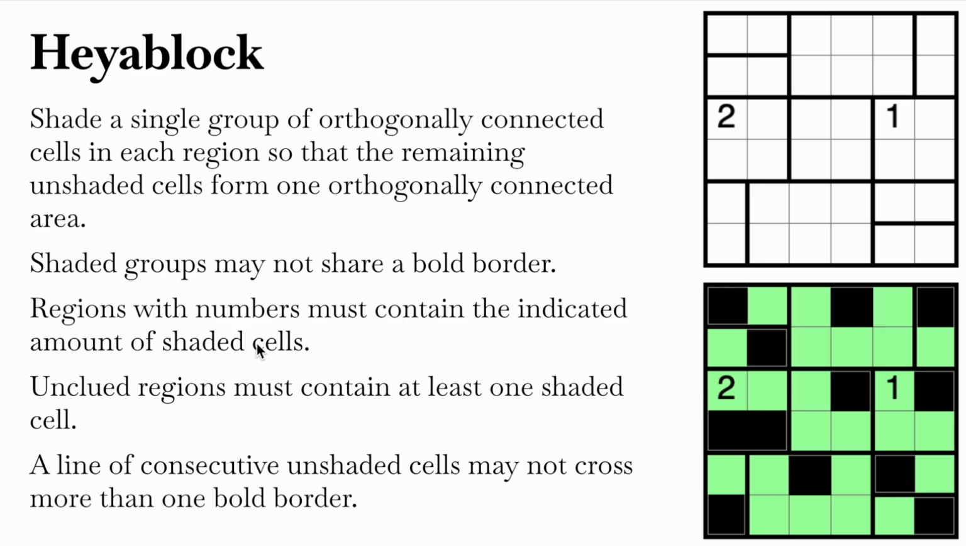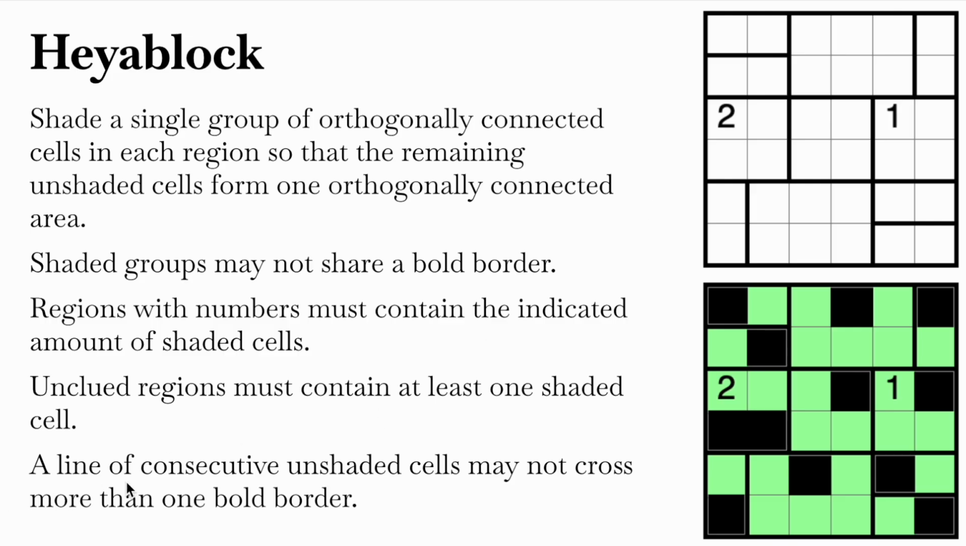Unclued regions must contain at least one shaded cell. That is actually a side effect of the first phrase here, shade a single group of orthogonally connected cells. However, there's an exception. If a region has a 0, that region must contain no shaded cells, despite the normal restriction that groups must have a shaded cell. So that is an exception.